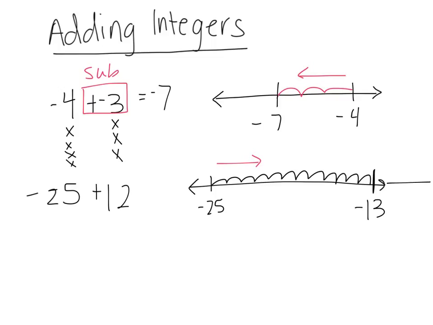On this number line right here, 0 is still way over here. On this number line up here, 0 was over here. So a lot of times, even though you may think, oh, I'm adding, that means I'm getting bigger. You're correct. You're getting closer to 0.